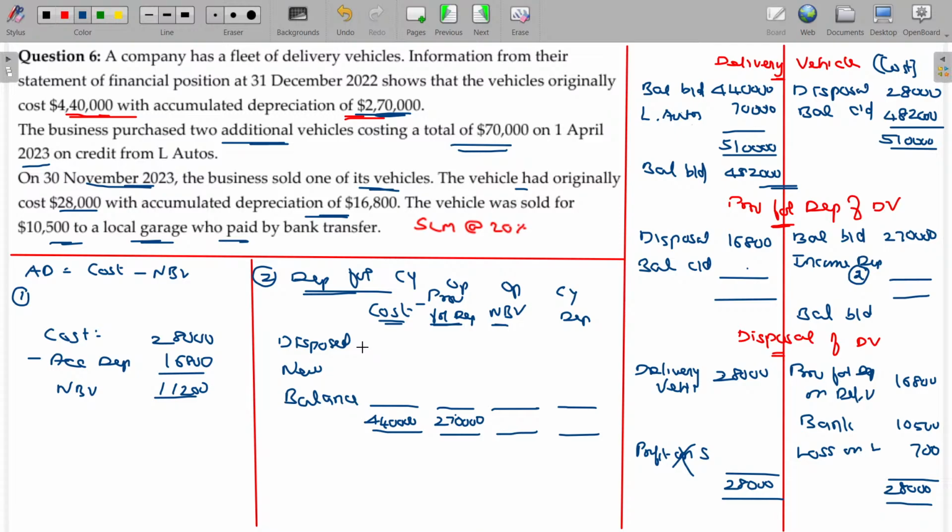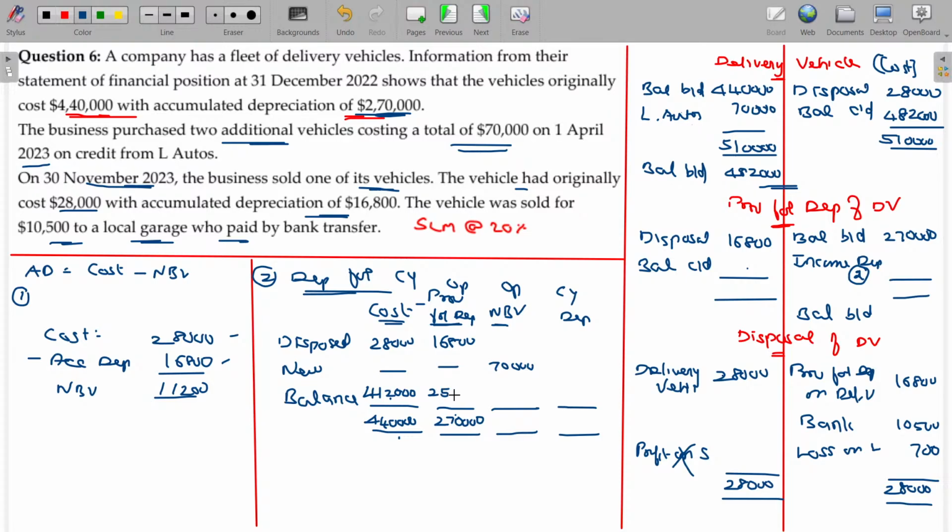Okay, asset disposed. The cost of the asset disposed 28,000. Accumulated depreciation on the asset disposed being 16,800. New asset comes only in this year, the value being 70, not existing in the beginning. So out of 440, 28 is subtracted. So 4,12,000 is the asset that exists since a very long period. And accumulated depreciation on that being 2,70,000 minus 16,800.